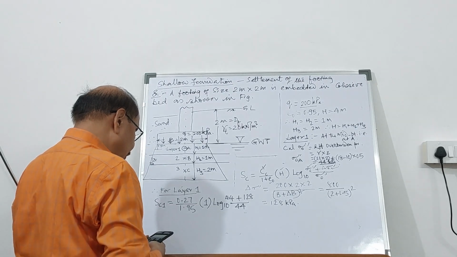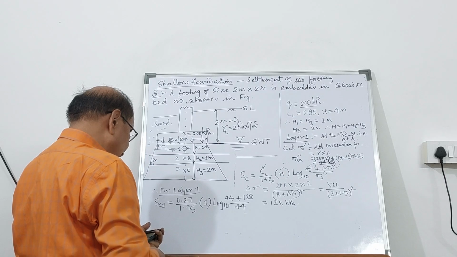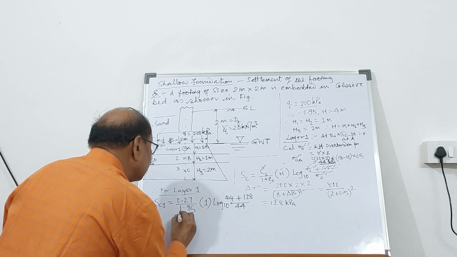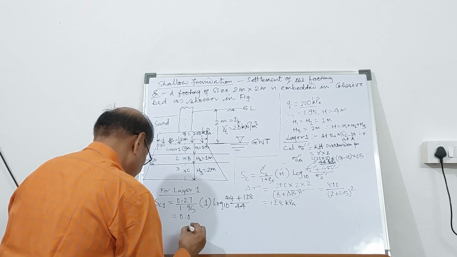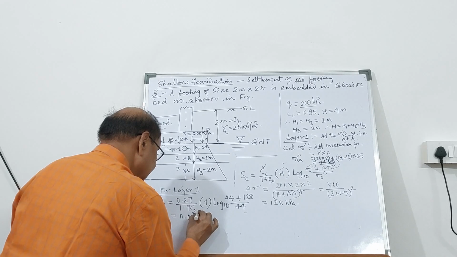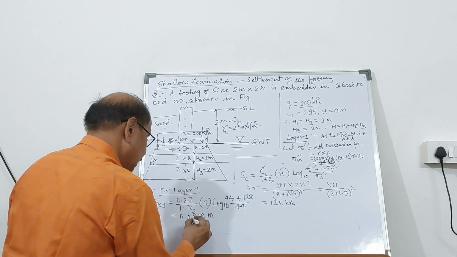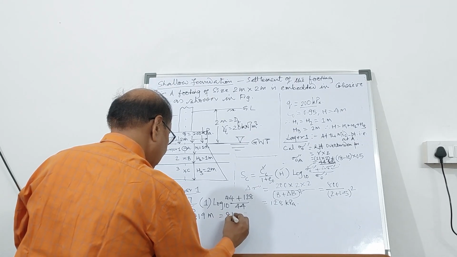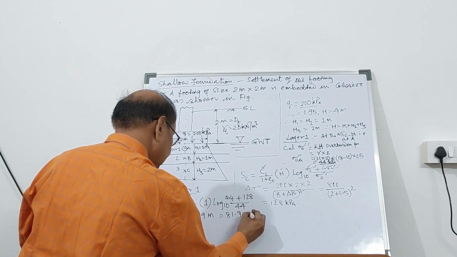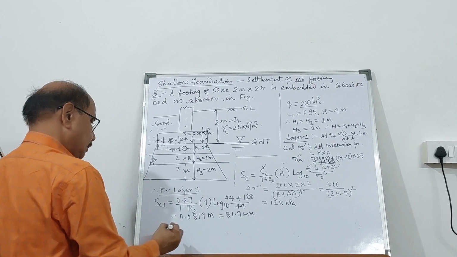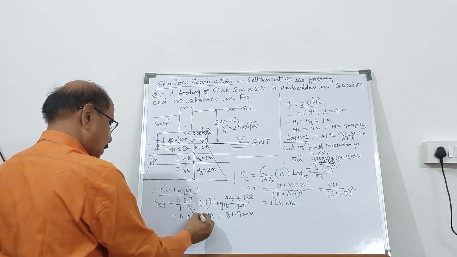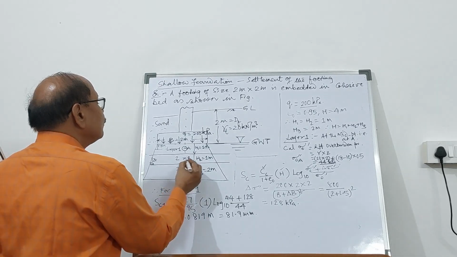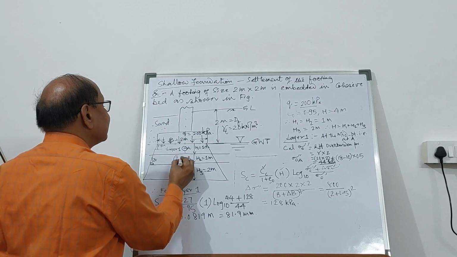So this is going to give you 0.0819 meter. So SC1 equal to 0.0819 meter. That means it is going to be 81.9 millimeter. Right? So it is going to be 81.9.